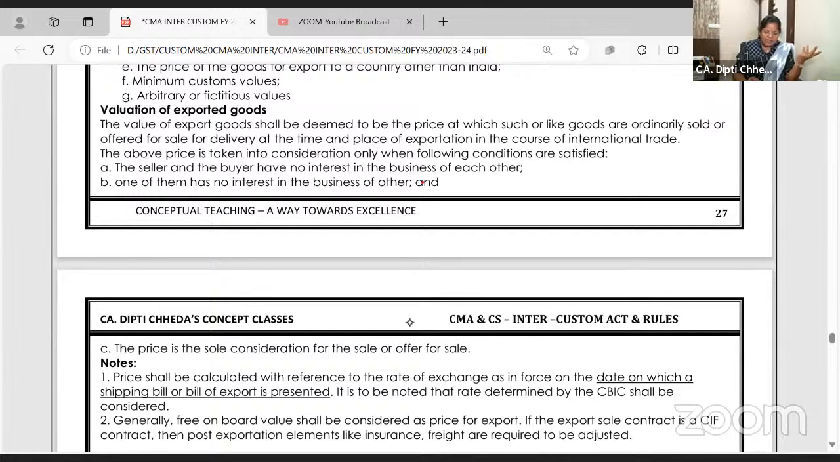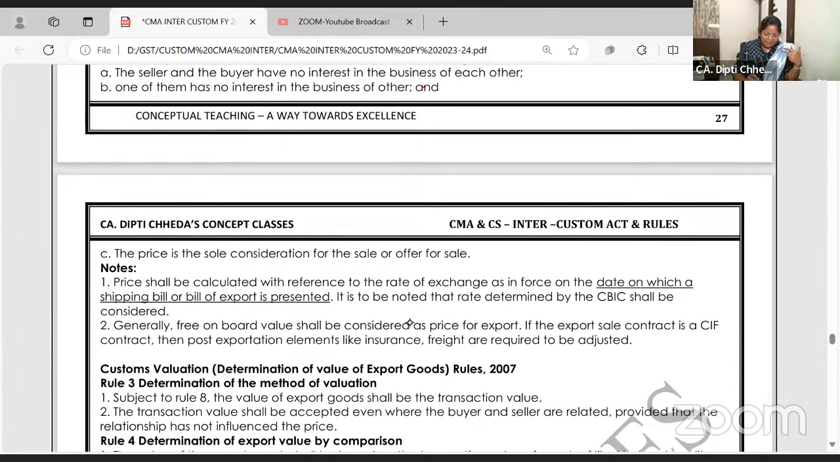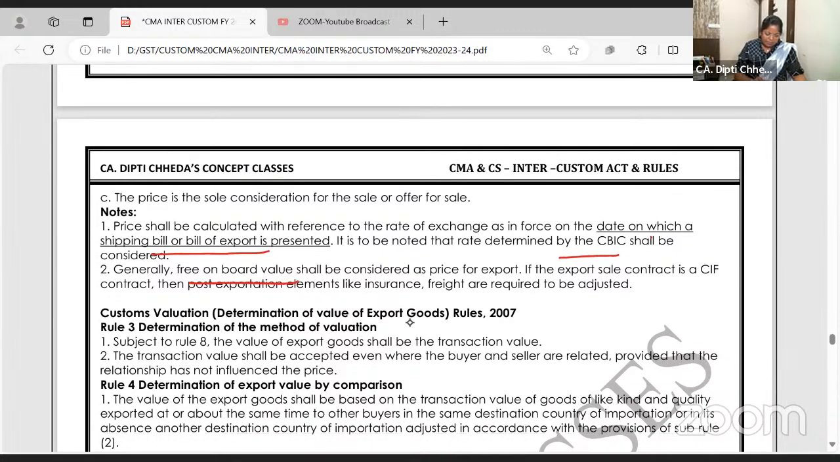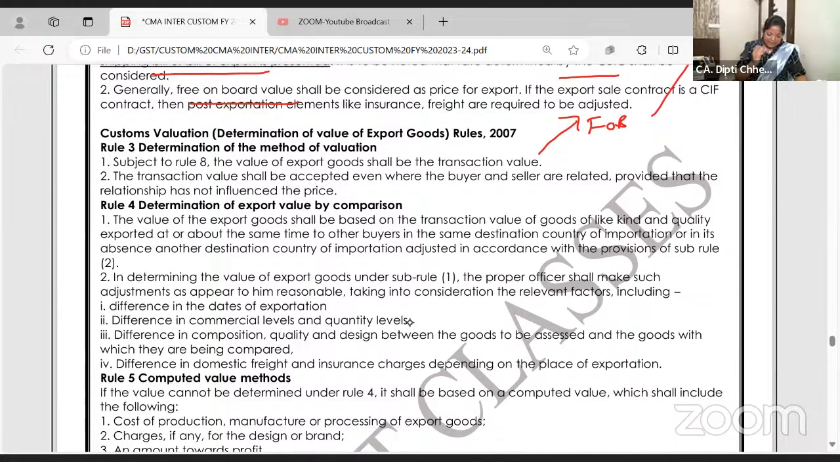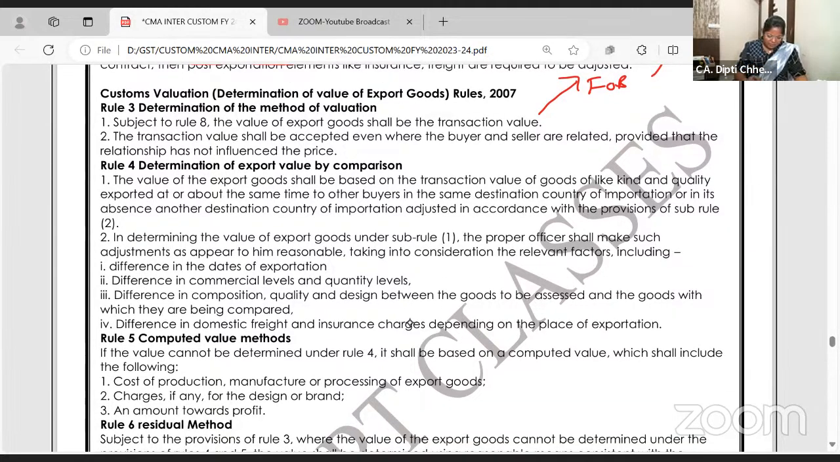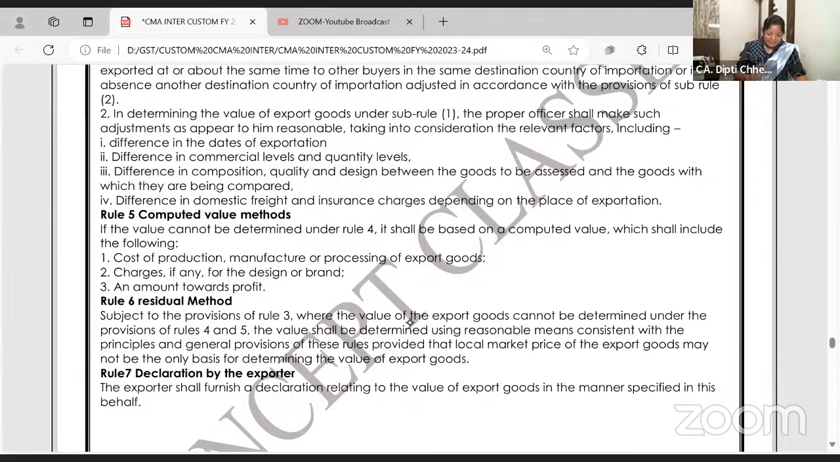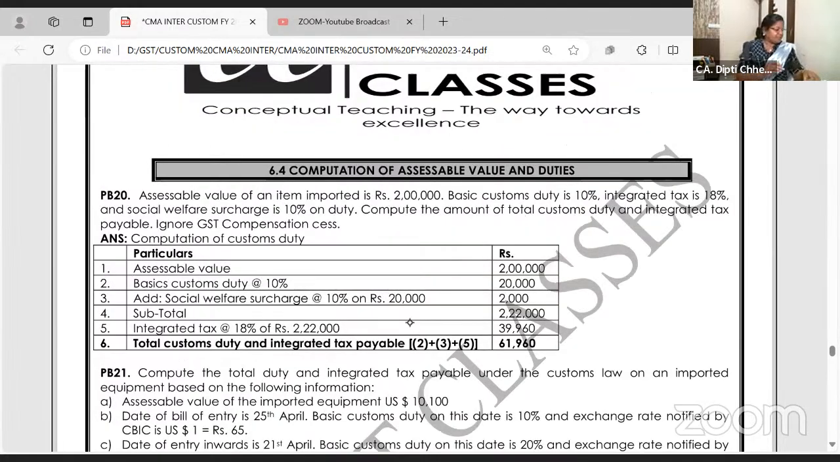For exported goods, what value will you take? FOB. Which rate will you take? The date on which the shipping bill or bill of export is presented. Yeah, an FOB value. See, when we are the exporter, then FOB. CIF will be for the importer. Clear? Right. These rules I have given, like for import, you have these rules, just read them, not much important. Okay, right. So basically we have completed everything.